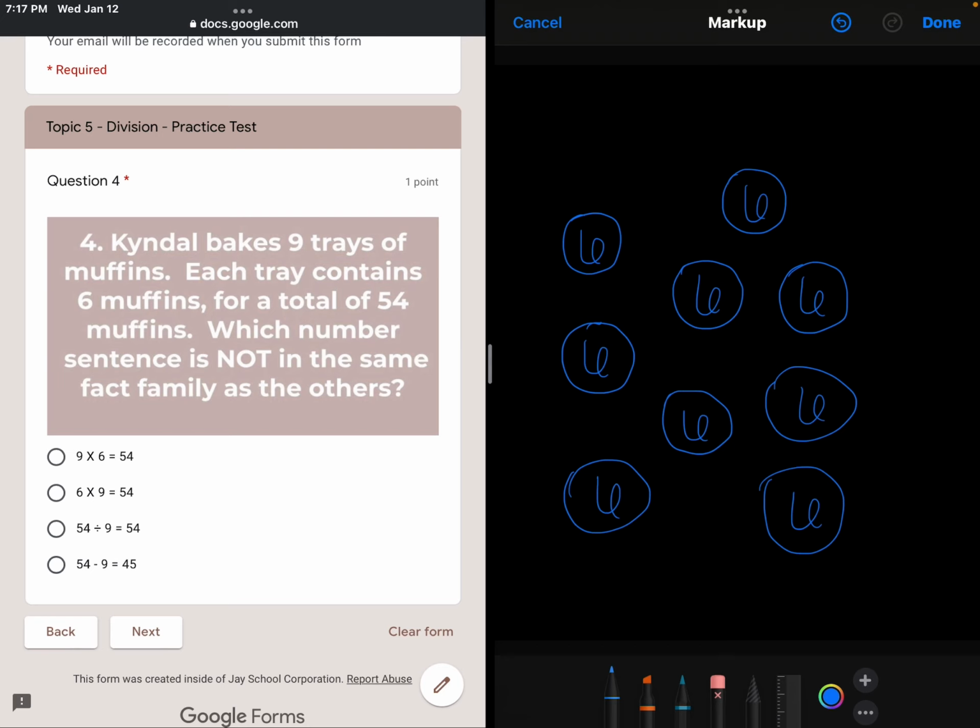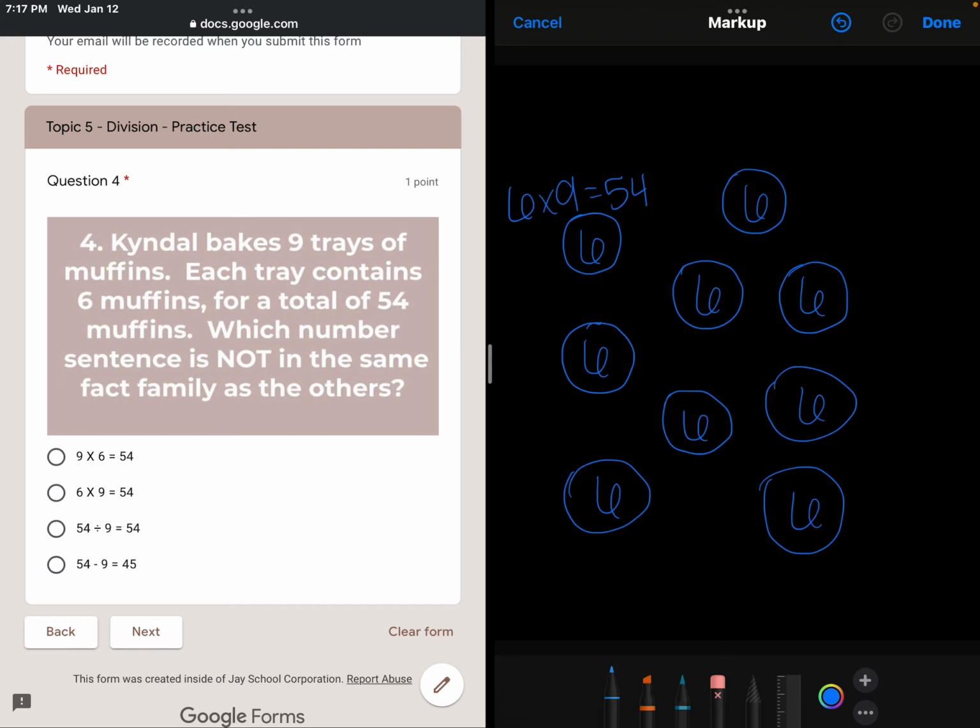I am not dividing on this one, okay? It says Kendall bakes 9 trays of muffins. Each tray contains 6 muffins. Aren't I taking 6 9 times, right? Which tells me my total is 54. Okay, so that is my multiplication equation.